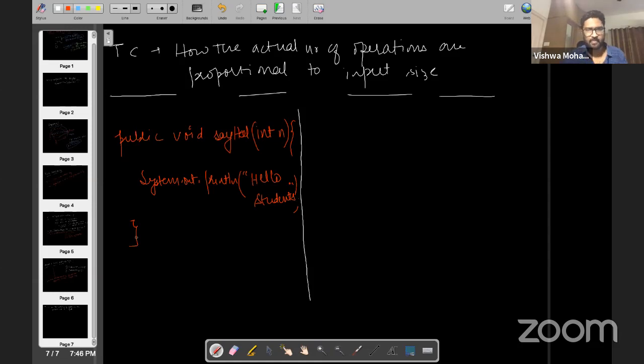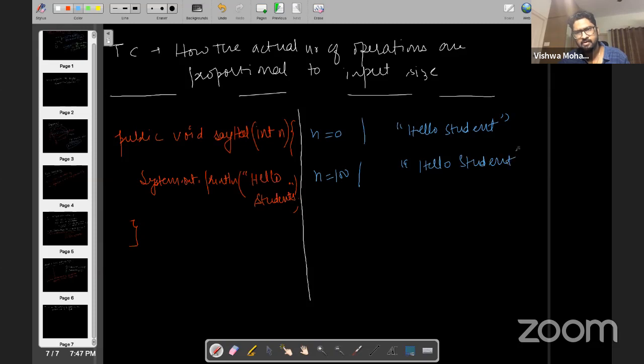right? Now what I see is that, in this, whether the n value is equal to 0, I'm only printing one hello student, right? Whether n is equal to 100, I'll print hello student only a single time. And whether n is equal to 1 million, like there are so many zeros, still I'm going to print hello student only one time, right? So in this case, based on the input size, what is the operation that is happening? This is the only operation happening, which is one. So in this case, the number of operations is independent of the input size that we are passing in the method.